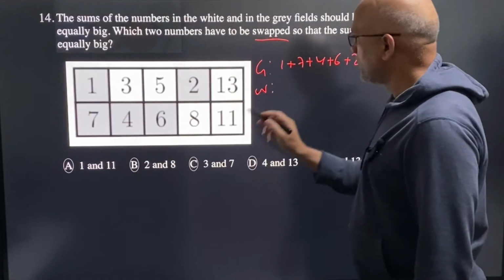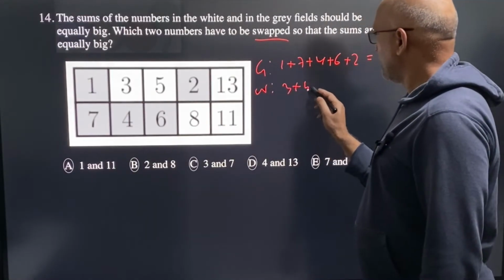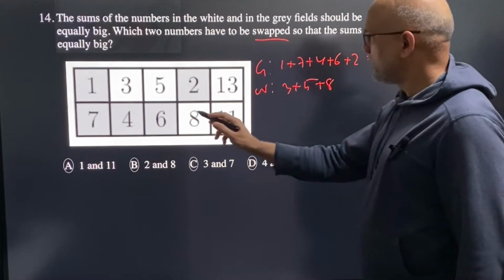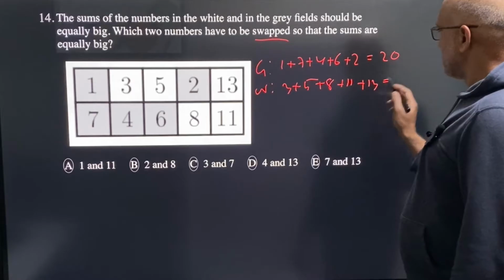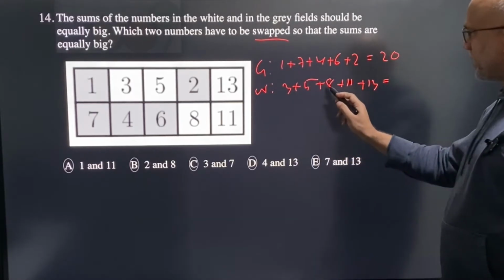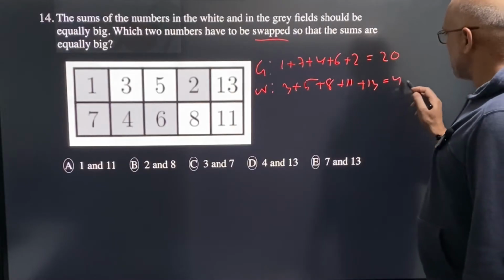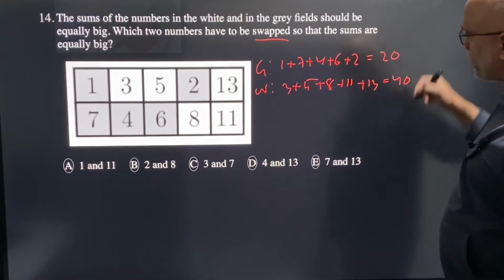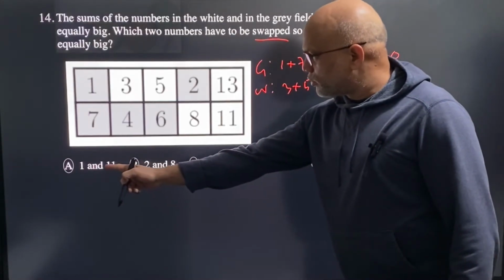And W for white, the numbers in white are 3, 5, 8, 11, and 13. So this is going to be 3 plus 5 is 8, plus 8 is 16, plus 11 is 27, plus 13 is 40. So this is going to be 40. And I want these sums to be equally big. So let me check one choice at a time.